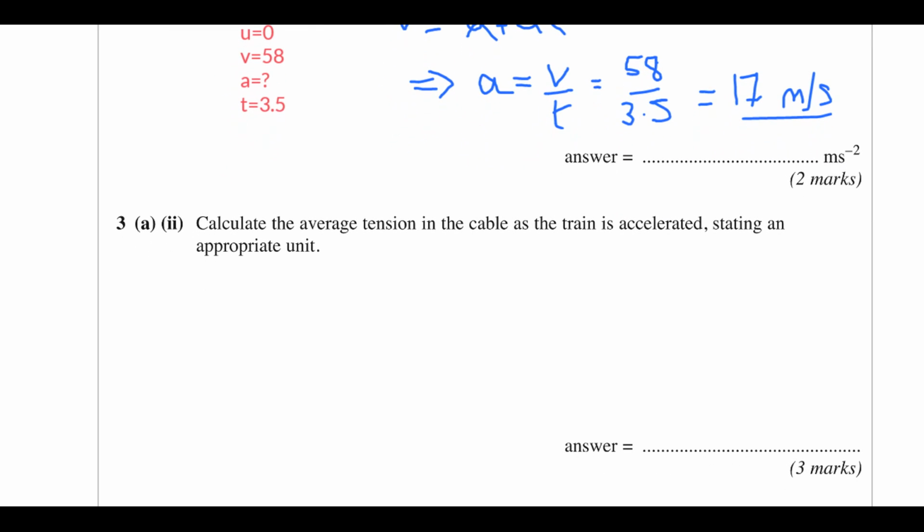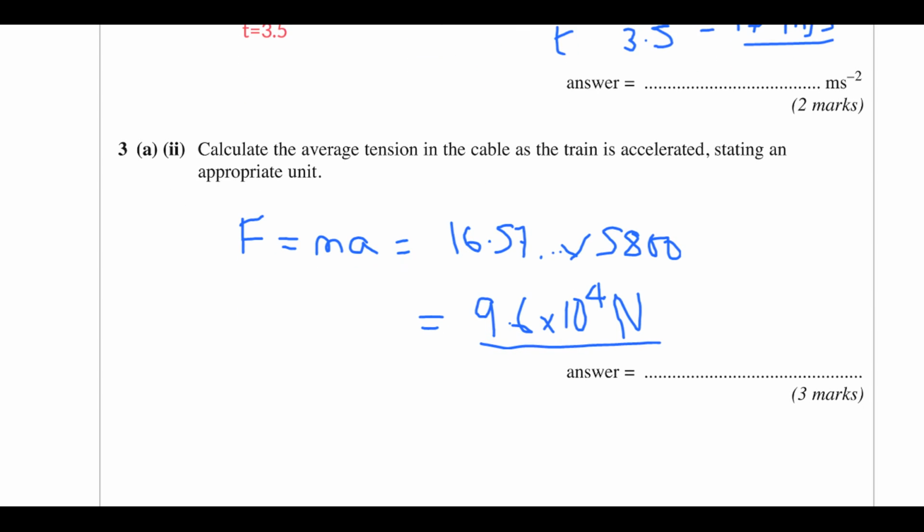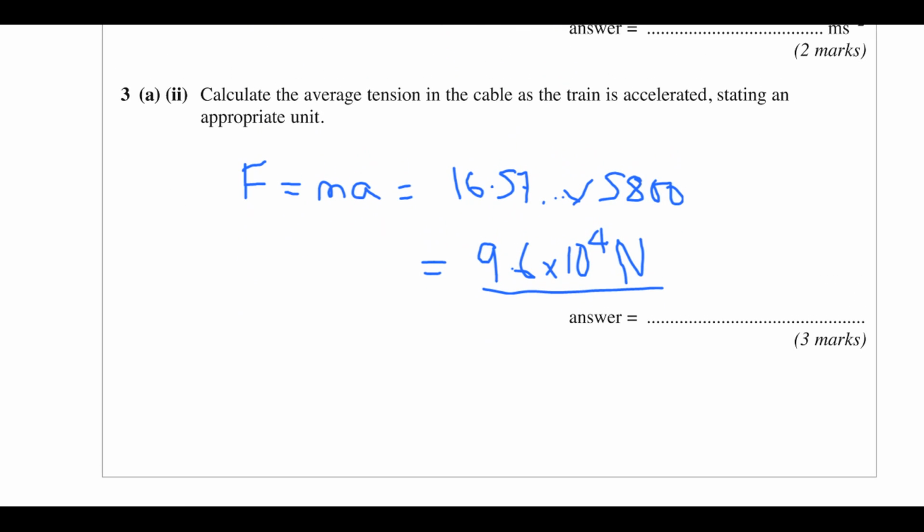Okay, so fairly straightforward. Calculate the average tension in the cable, stating an appropriate unit. So we can use Newton's second law here. F equals ma. So we're going to use our unrounded value of a, so it's like 16.57, and so on, times the mass, which was 5,800, giving us a resultant force of around 96,000 odd, so 9.6 times 10 to the 4 newtons there. And the unit of force is newtons, so that would be your appropriate unit.